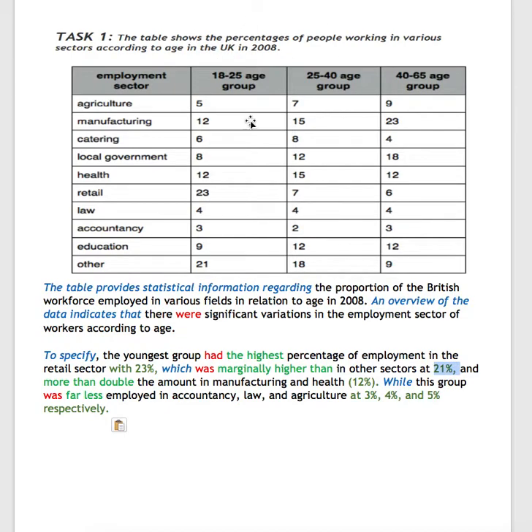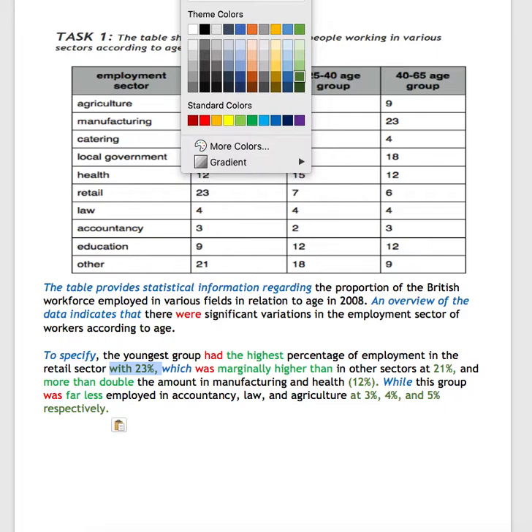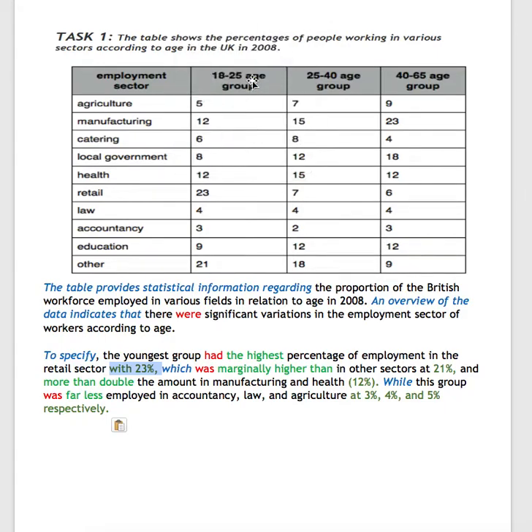So it says to specify, the youngest group had the highest percentage of employment in the retail sector with 23%. Okay, so that's true. It's right here, which was marginally higher than in other sectors at 21%, right here. And more than double the amount in manufacturing and health, 12%.